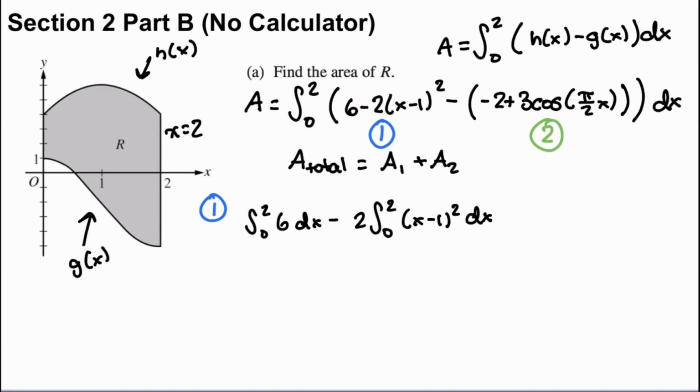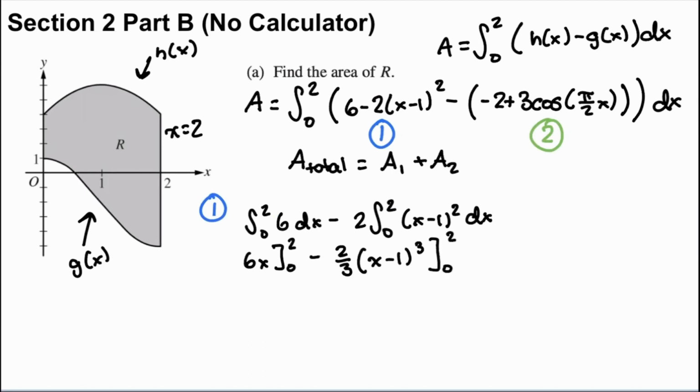Now this doesn't look that bad. The integral from 0 to 2 of 6 dx is just going to be 6x evaluated from 0 to 2, minus, and this is a mini u sub. Doing this u substitution, we get that this is equal to negative 2/3 times (x minus 1) cubed from 0 to 2 as well.